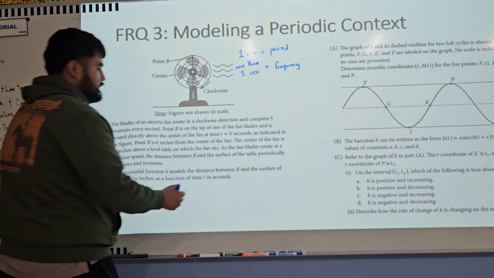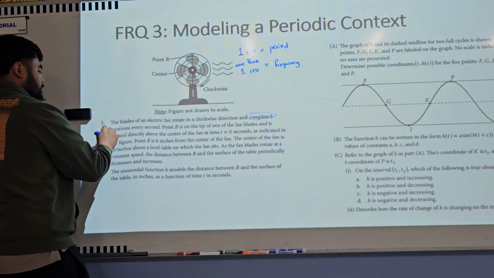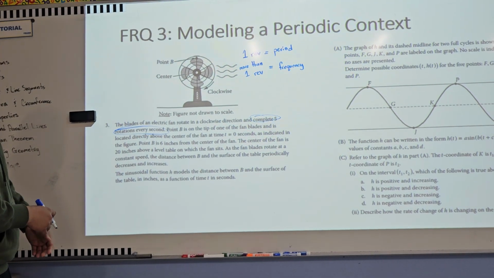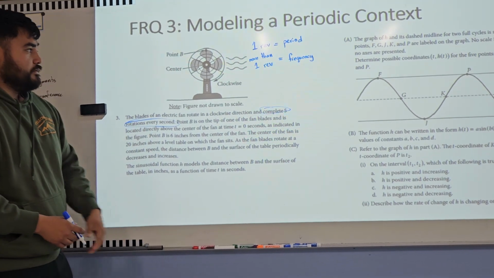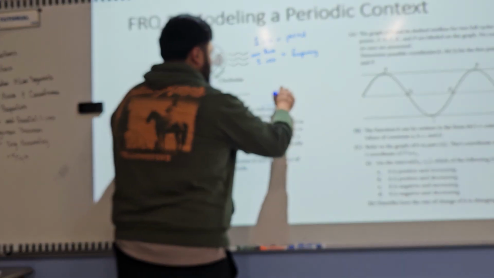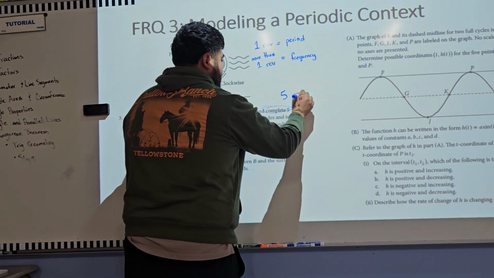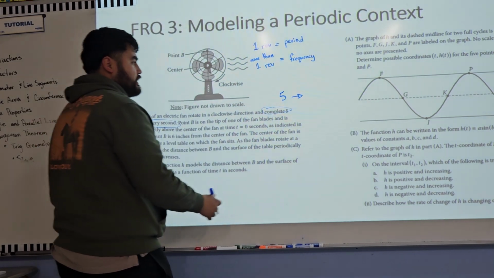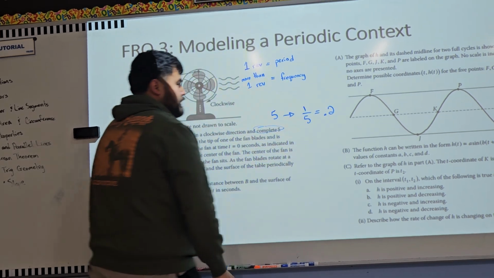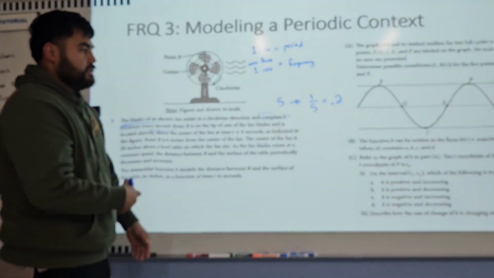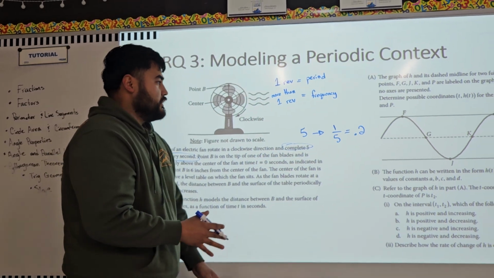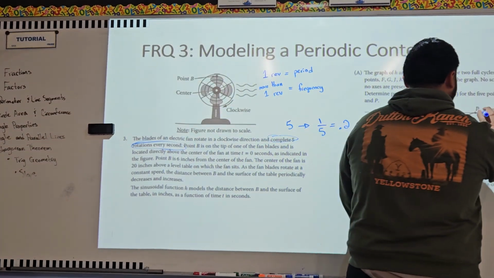So let's go back here. If I look at the first sentence, it says it completes 5 rotations every second. So clearly this is frequency, because I have 5 rotations. I'm only focused on 1. That's my goal. So instead of having 5, I'm going to turn it into a fraction. So this is going to be 1 over 5, or basically 0.2. You can leave it in fraction or put it as a decimal, up to you. In this FRQ, you don't get a calculator, so just be aware of that. So I start out with 0.2.